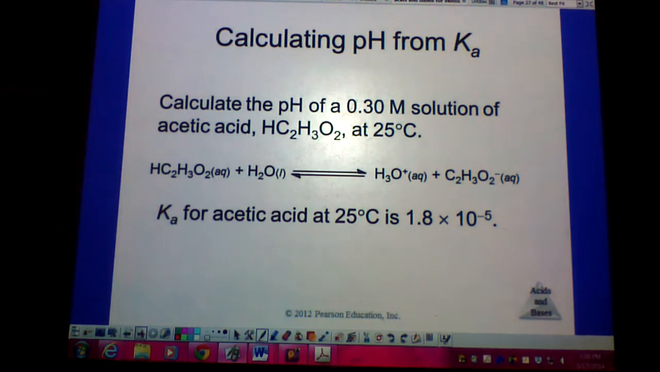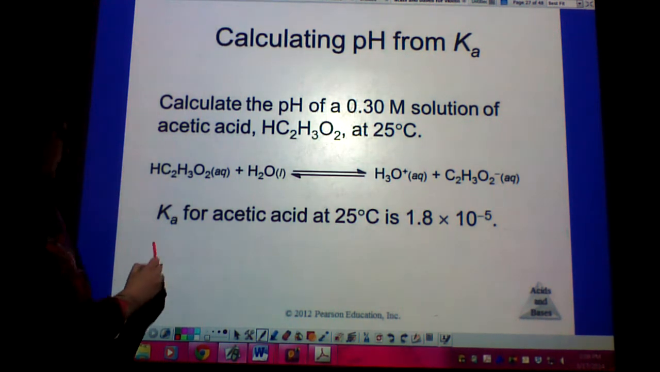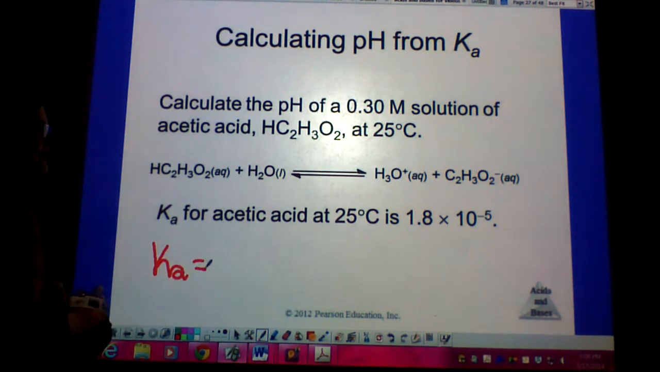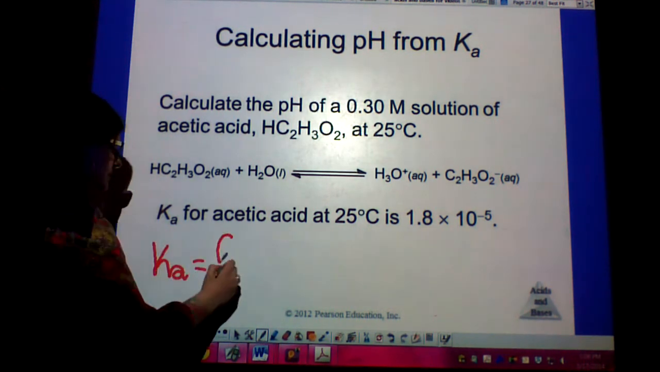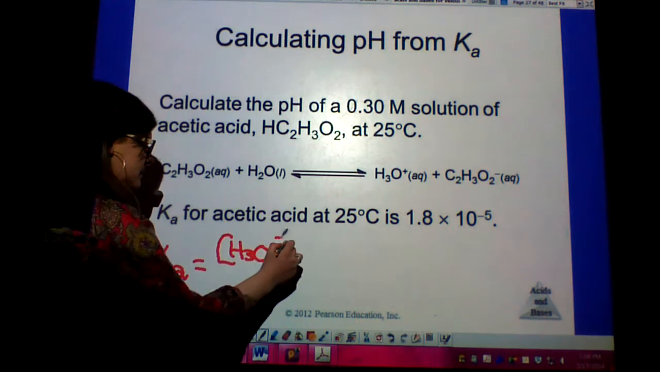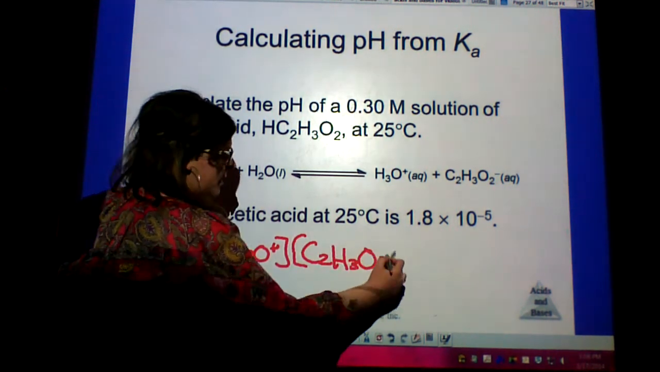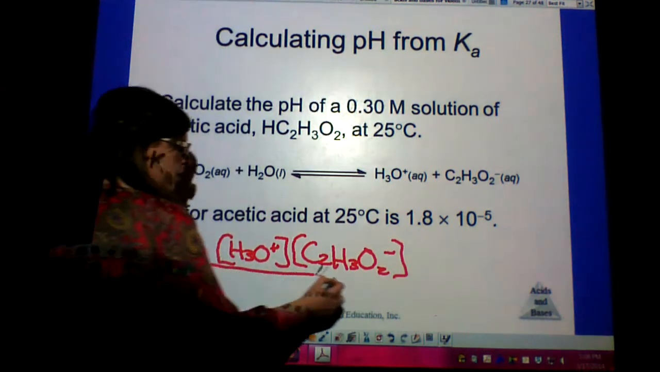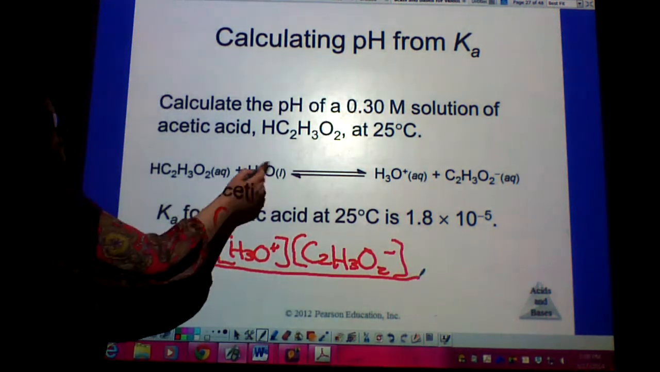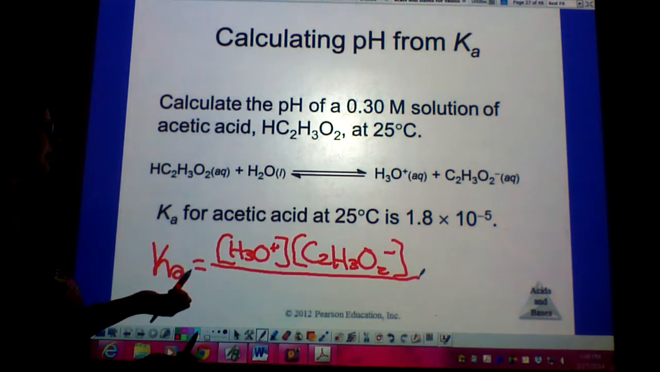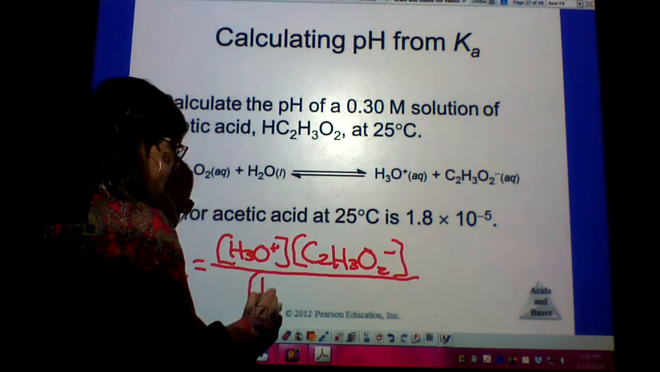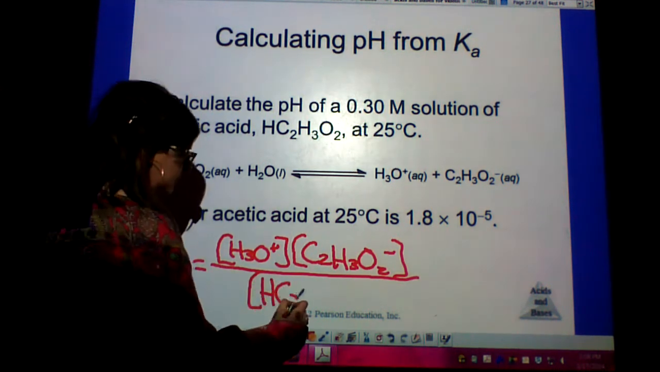The second step is to write an equilibrium expression. Ka should equal the products, the concentration of H3O+ times the concentration of C2H3O2 minus, over, since water is a liquid and I'm not going to use it in my equilibrium expression, just the concentration of acetic acid.